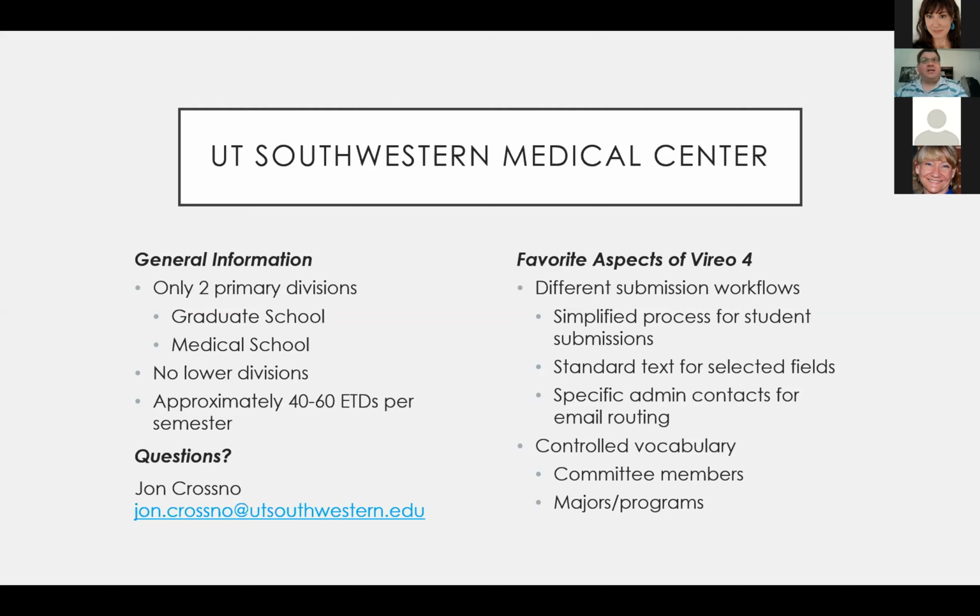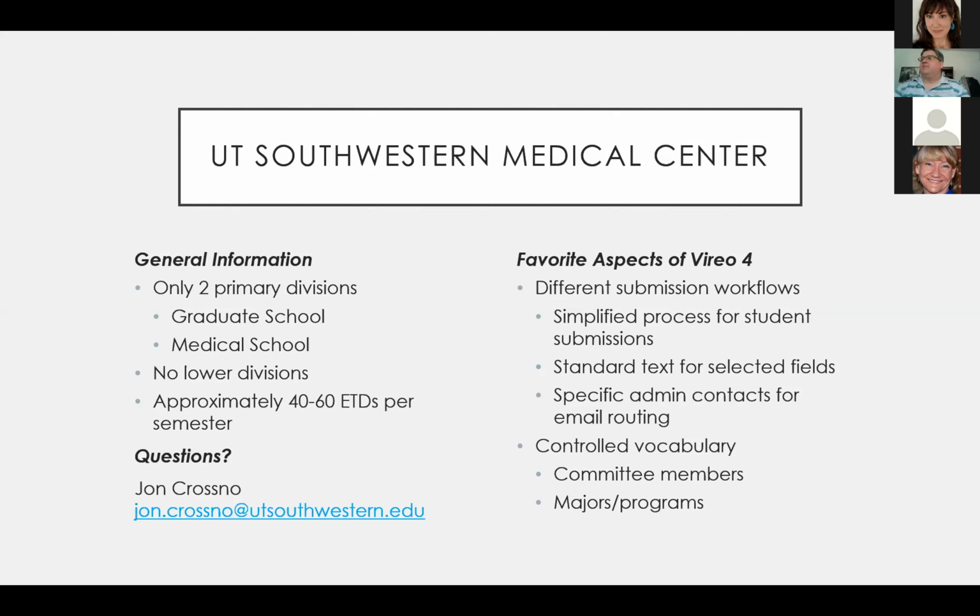Some fields, like the school and the degree, are automatically set, and we've set them to be hidden because the student has already selected them when they start the workflow. Therefore, they don't need to select them again, and they're automatically saved and processed. The workflows allow the ability to define specific admin contacts to properly route all the system-generated emails. So there's no confusion about who's getting what.